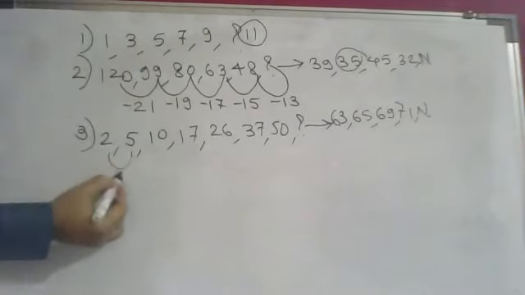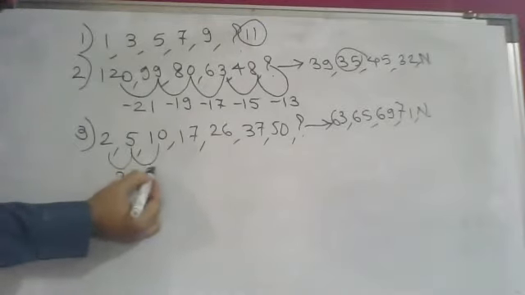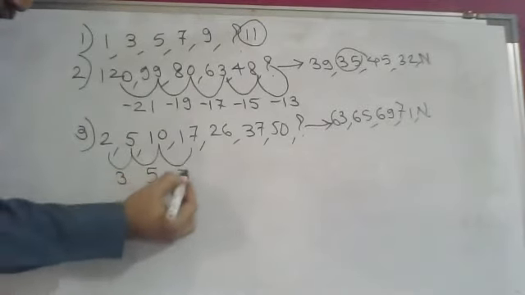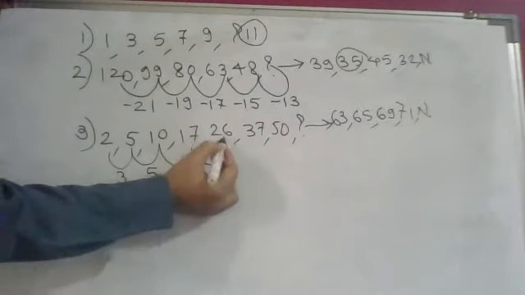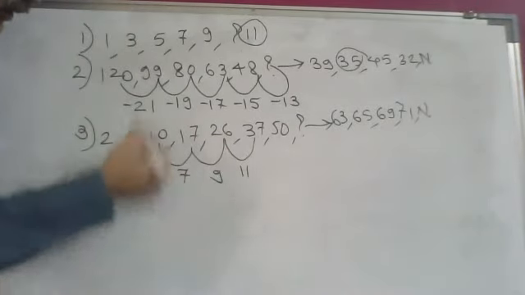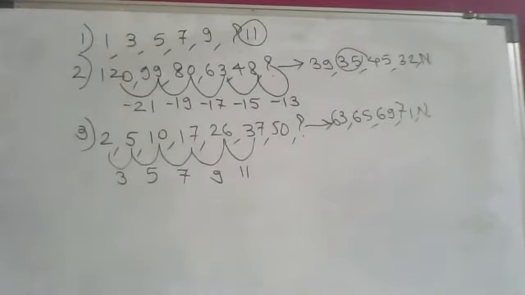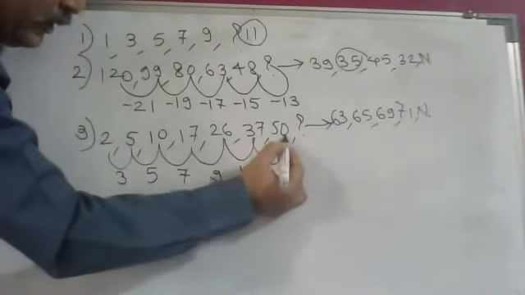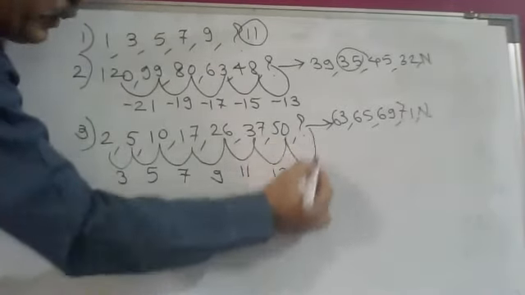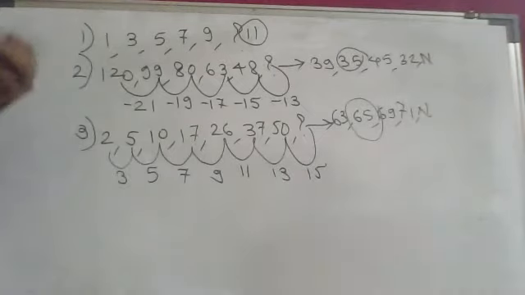The differences are 3, 5, 7, 9, 11. It is increasing by 3, 5, 7, 9, 11, and now it will increase by 13. 50 plus 15 is your answer, that is 65. From the given options, your answer is 65.